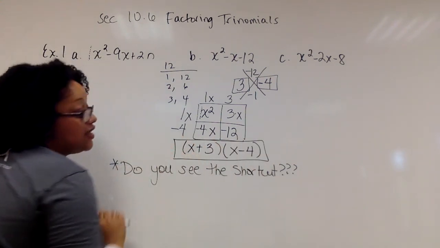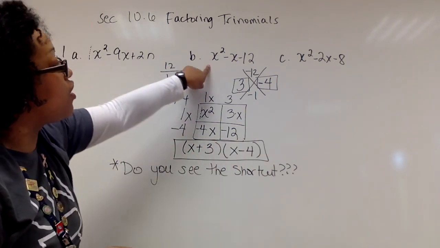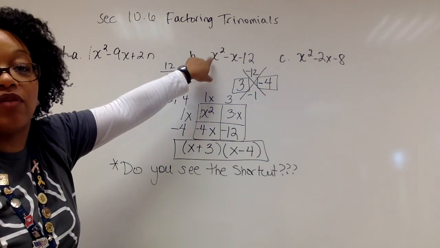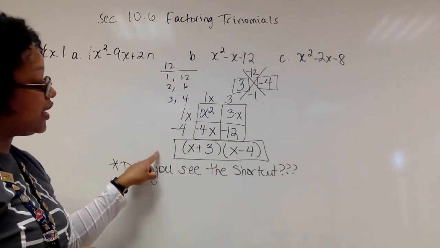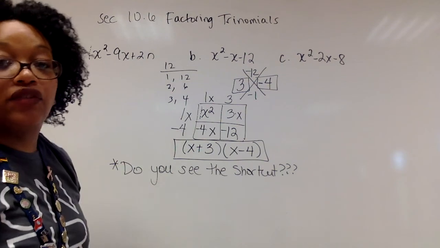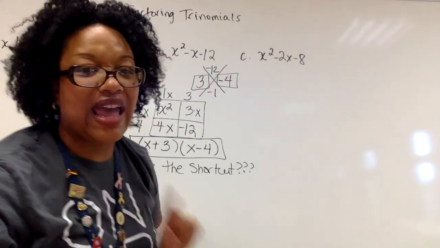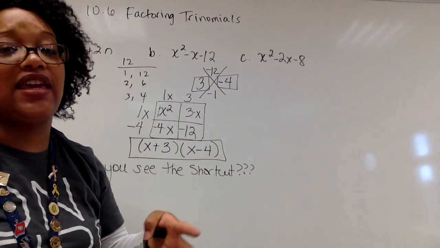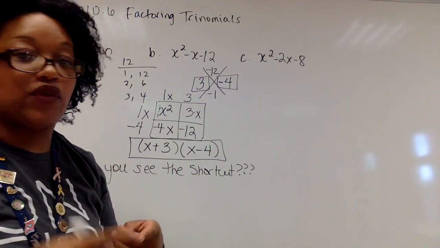If you do the box method, that's where we started, right there. You'll get the same thing. So there's the answer to letter B. All right, let's try one more. And I might move just a tad bit faster because it's the same thing every single time. You're just using different numbers.